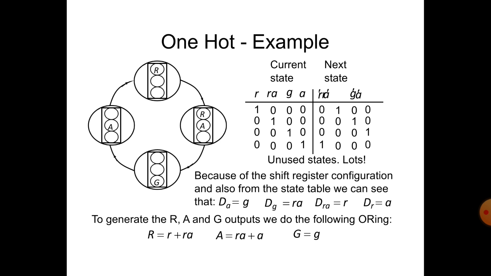The current states are 1000, 0100, 0010 and 0001, and the next states are 0100, 0010, 0001 and 1000. Because of this shift register configuration, and from this state table, we can see that DA is equal to G, DG is equal to RA, DRA is equal to R, and DR is equal to A. To generate the R, A and G outputs, we do the following ORing operation: R equals R plus RA, A equals RA plus A, and G equals G.